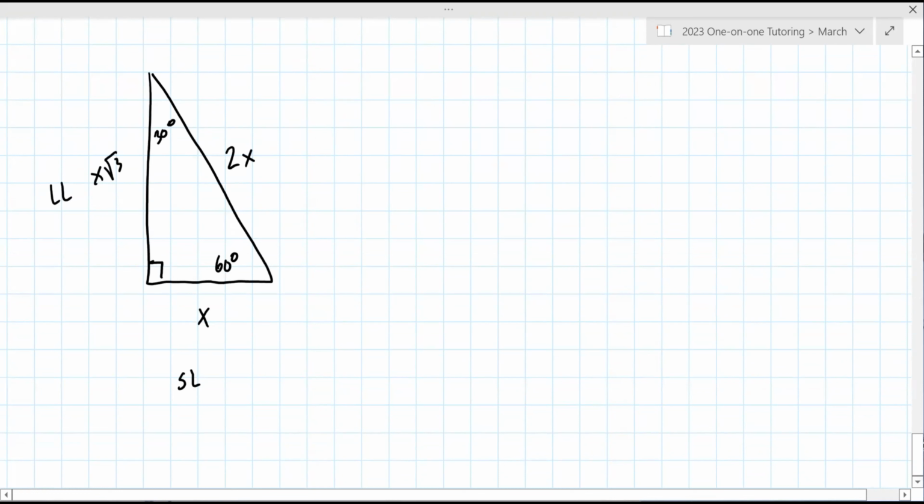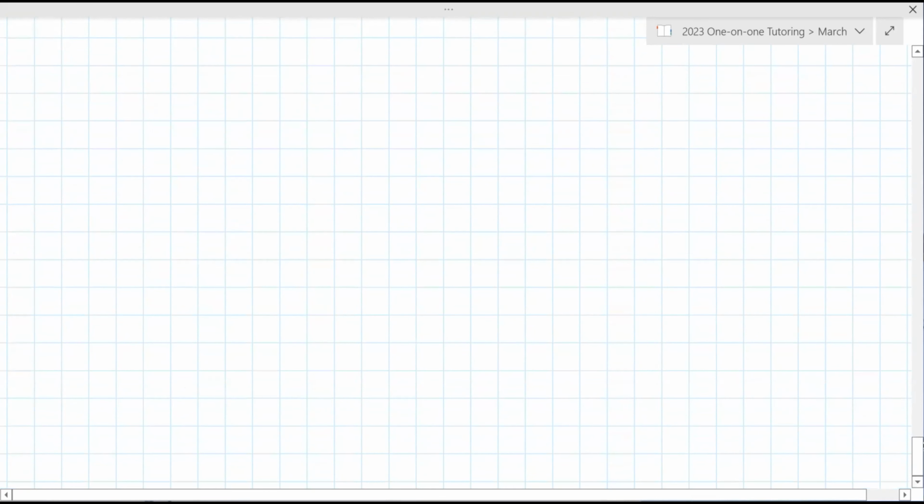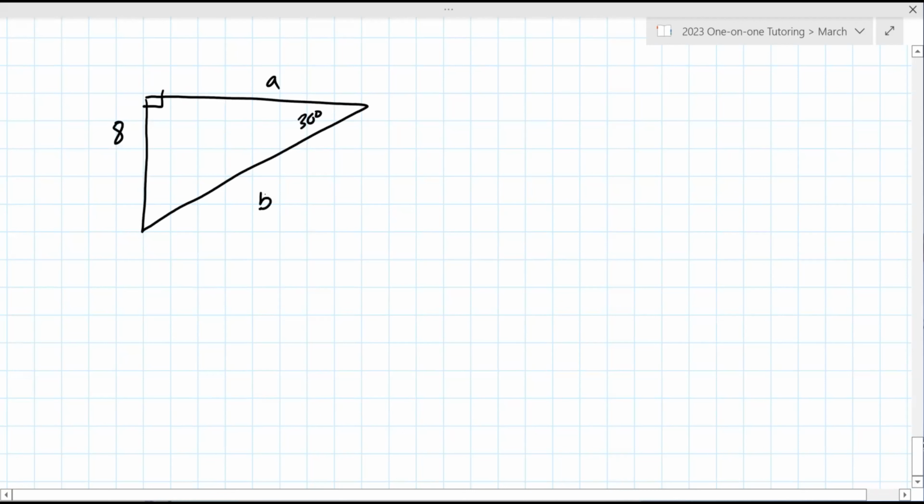All right, so I'm going to give you some problems here, and I want you to find the missing sides. You'll see what I mean here in a moment. So let's say I give you something like this. This is 8, and this is 30 degrees. I want you to find A and B for me, please. So this time you have to use the 30, 60, 90.